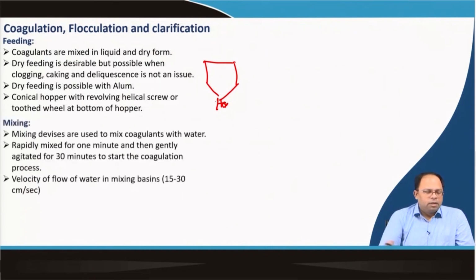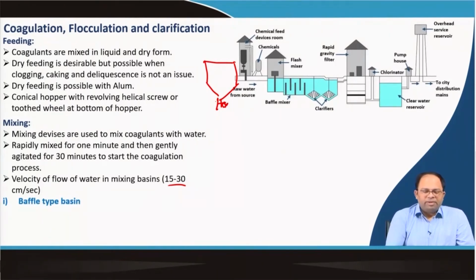Then mixing devices are used to mix coagulants with water, which is rapidly mixed for 1 minute and then gently agitated for 30 minutes to start the coagulation process. As you can see, both rapid and gentle mixing are taken together, and the velocity of flow of water in the mixing basin is around 15 to 30 centimeter per second. So, this is the velocity of water. This is a baffle type basin.